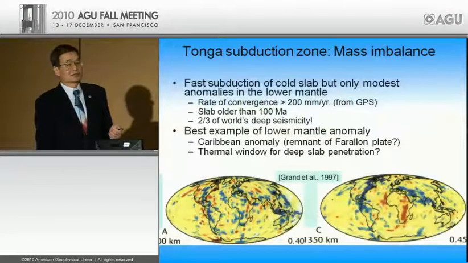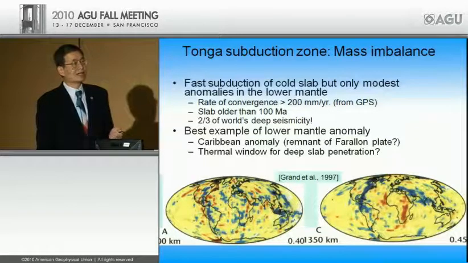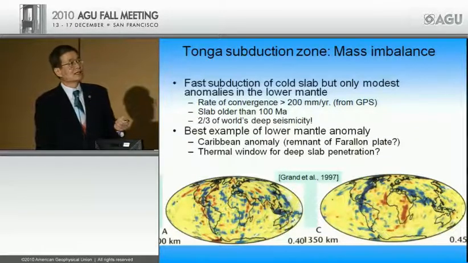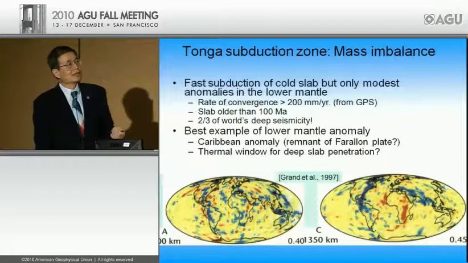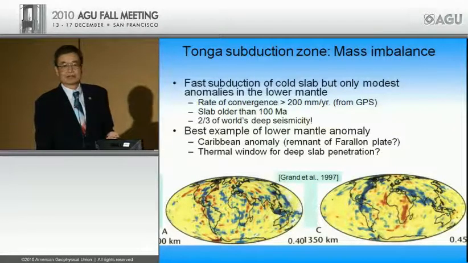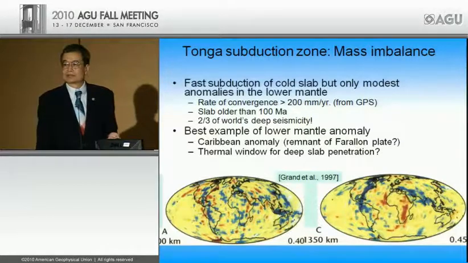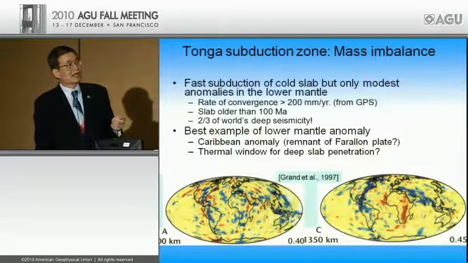That's the Tonga subduction zone. The biggest issue here is really the imbalance in mass. Okay? This subduction zone is remarkable. 2/3 of the world's deep seismicity occurs here. The rate of subduction is over 200 millimeters per year, and this is determined by a lot of GPS data. The slab being subducted is very old. It's Mesozoic in age, over 100 million years old.